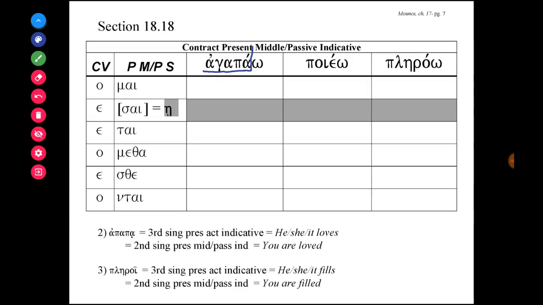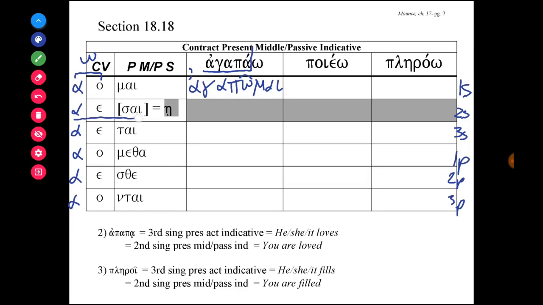And if we were to write an alpha all the way down the line, knowing that these are also the first person singular, second person singular, third person singular, first person plural, second person plural, third person plural forms, an alpha plus an omicron contracts to an omega. So the form for the present, middle, passive indicative would be agapomai. And for now, I'm going to skip the second person singular form. We'll go back to it.